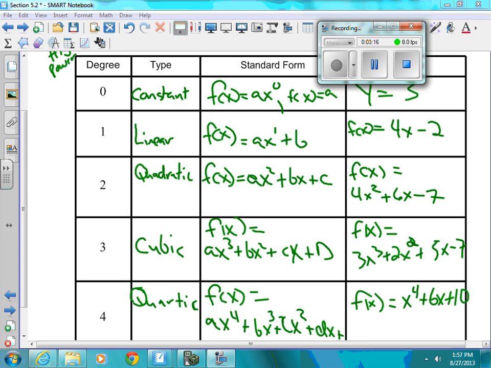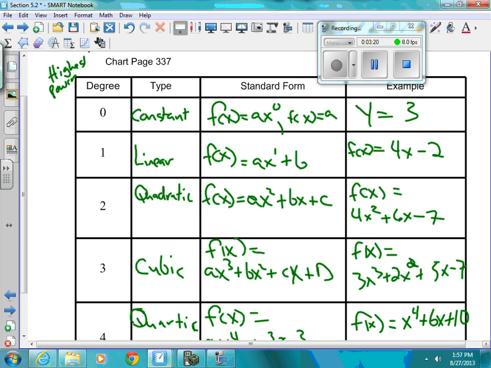I know you're saying, what is this f of x? Look up here at what I did. I wrote y equals 3. I could have easily written f of x equals 3. F of x is the same thing as y. We just call that function notation. F of x and the y, they are the same thing. So if you see f of x, it just means y. It's giving the function a name. You can see g of x, h of x, q of x. You see all different types of naming the functions that way.